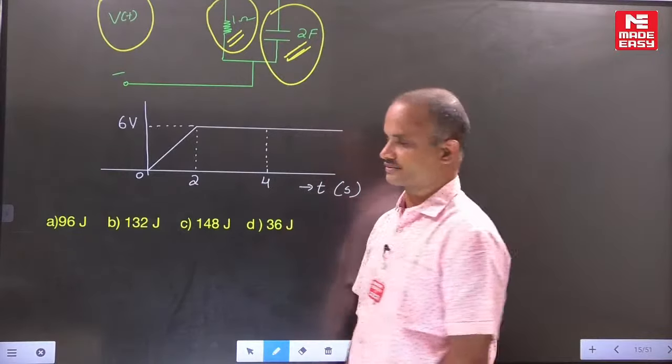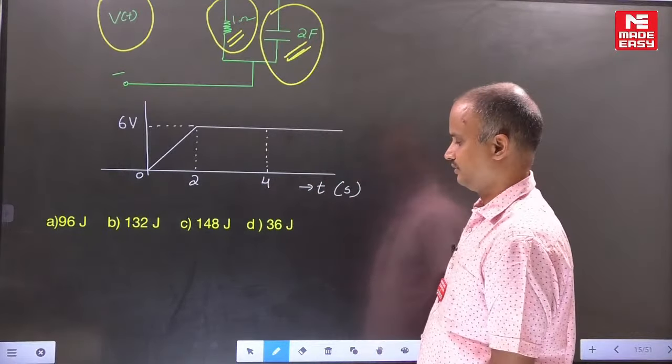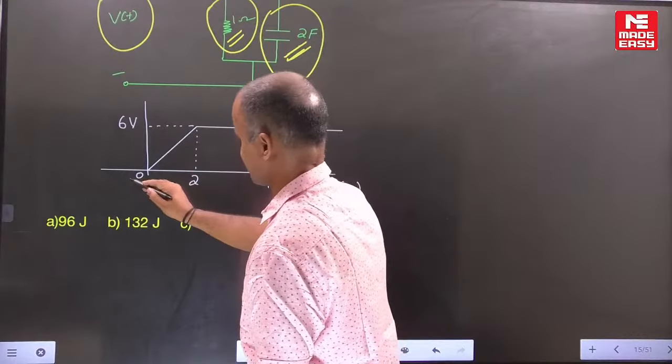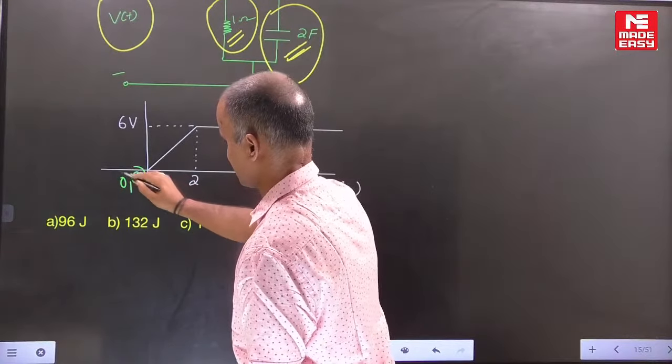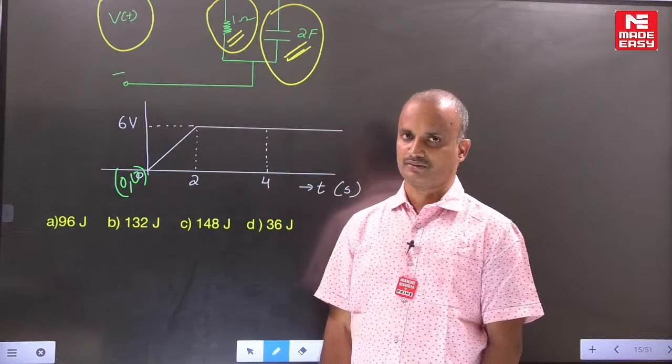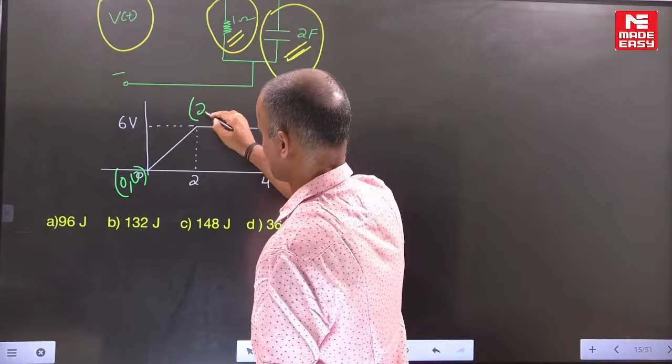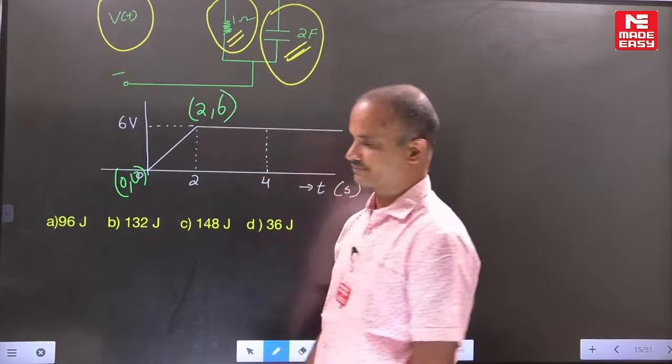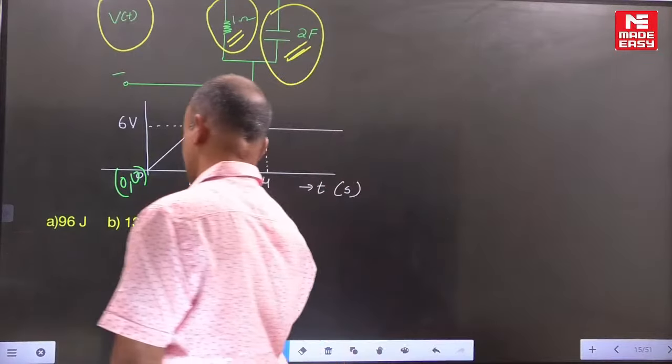Up to 4 seconds. Now first let us see the 0 to 2 seconds interval. For the 0 to 2 seconds interval, can you develop the equation here? How is the waveform increasing linearly? Now it corresponds to 2 seconds. What do you write for the 2, 6?